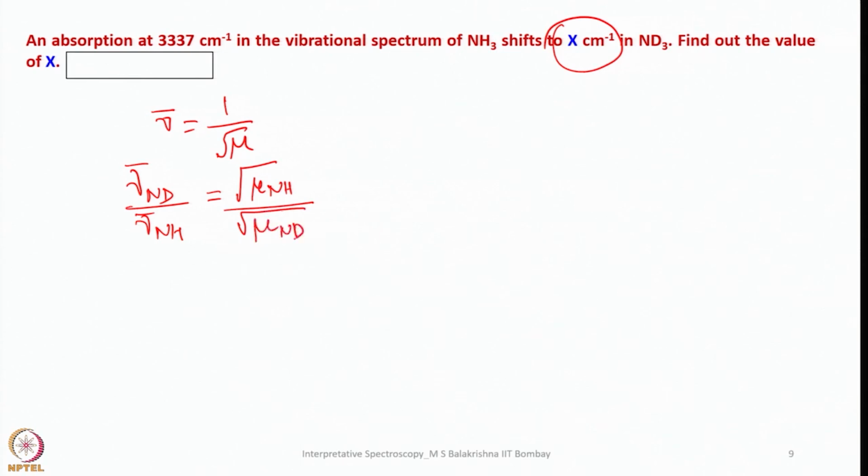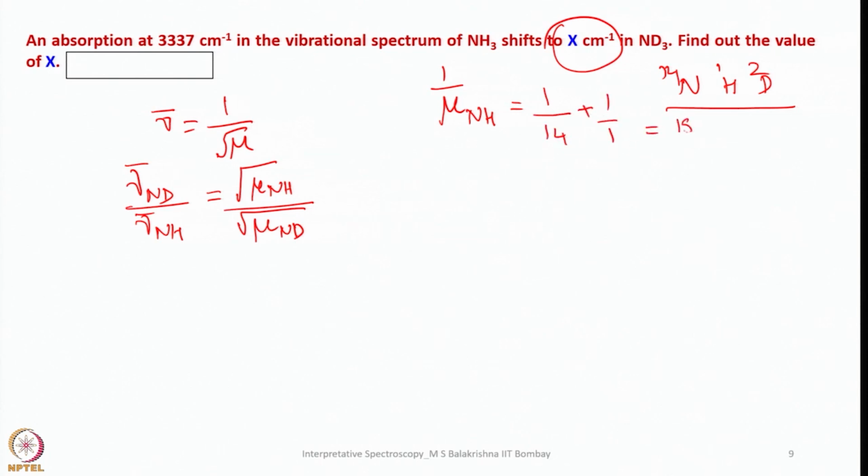Now let us calculate mu NH first. Of course, N we are considering 14, H 1 and D 2 for calculating reduced mass, and here also we can do it directly or something like this. It's 1 over 14 plus 1 by 1, which is equal to 15 by 14. So this value will be 1.0714.